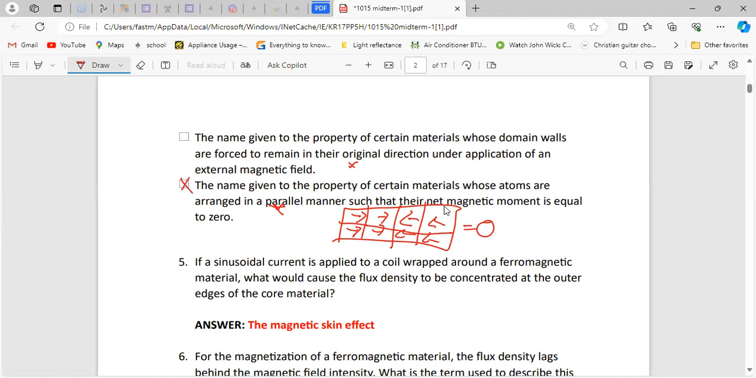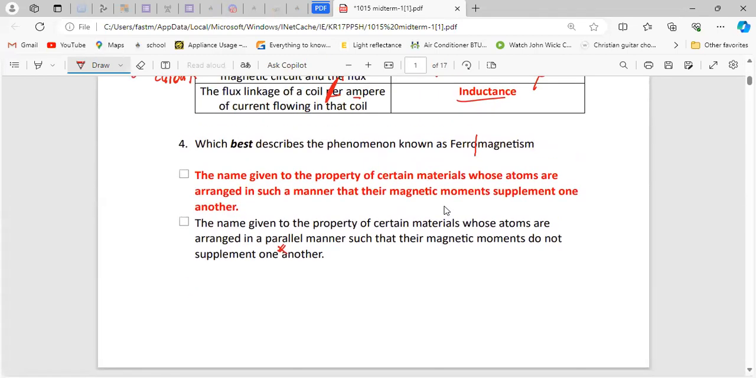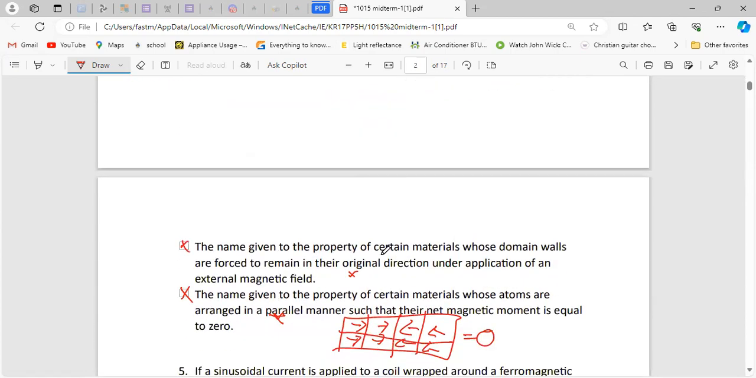Alright, so original direction and the application, the pursuit means opposed to it, not really, right? So the answer that's correct here is this one. They supplement one another. Yeah.